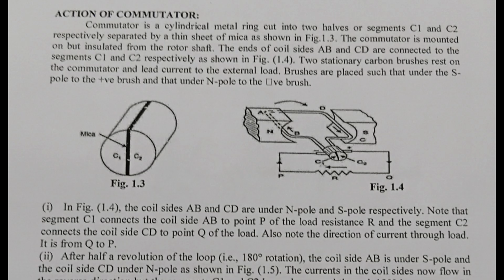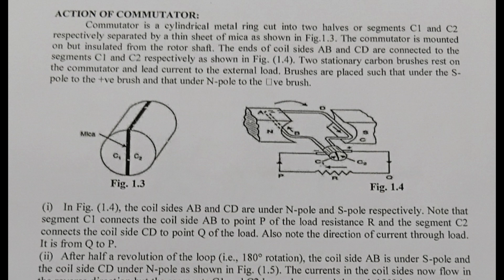Action of the commutator. The commutator is a metal ring split into two segments, C1 and C2, separated by mica. The coil ends AB and CD are connected to these segments. Two carbon brushes rest on these segments and collect current.